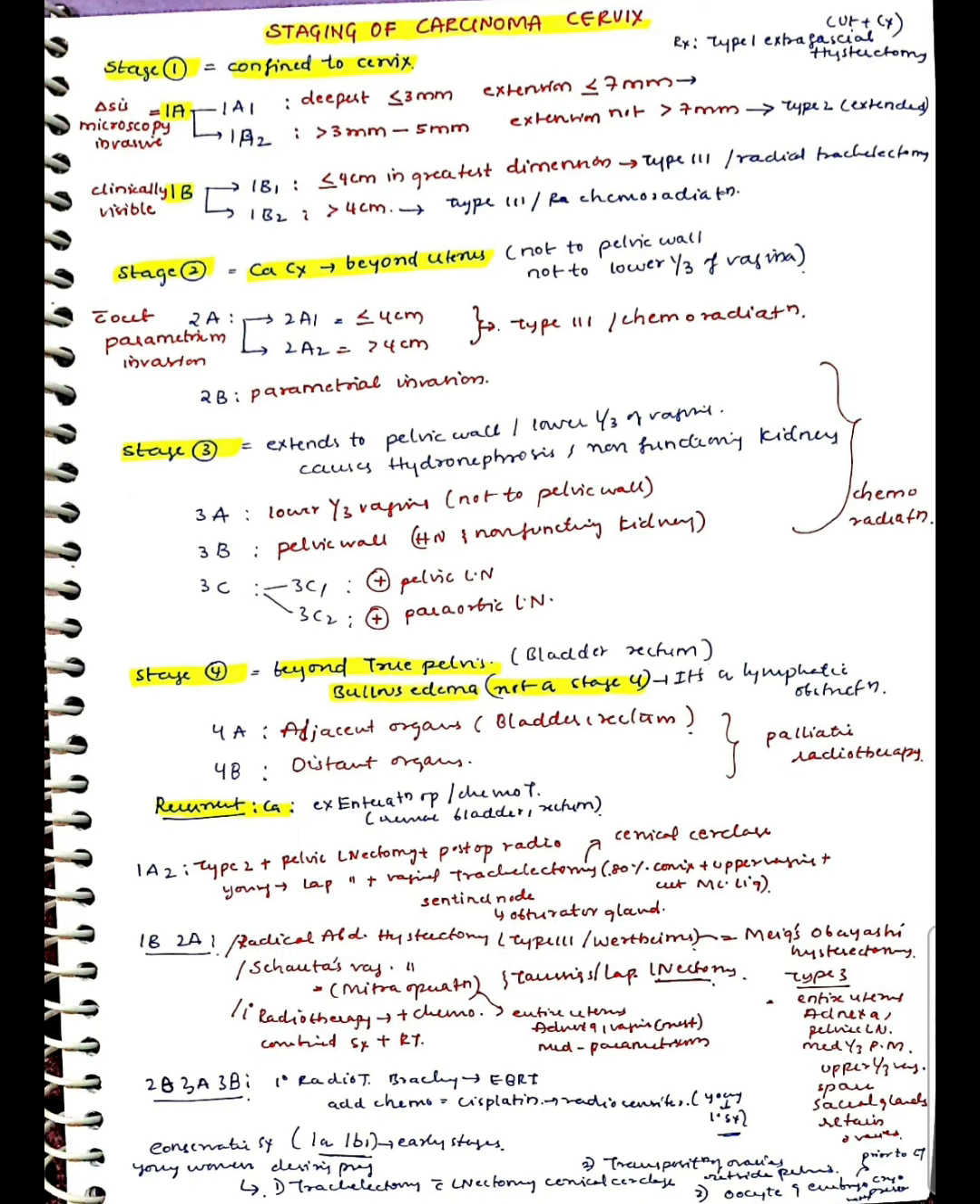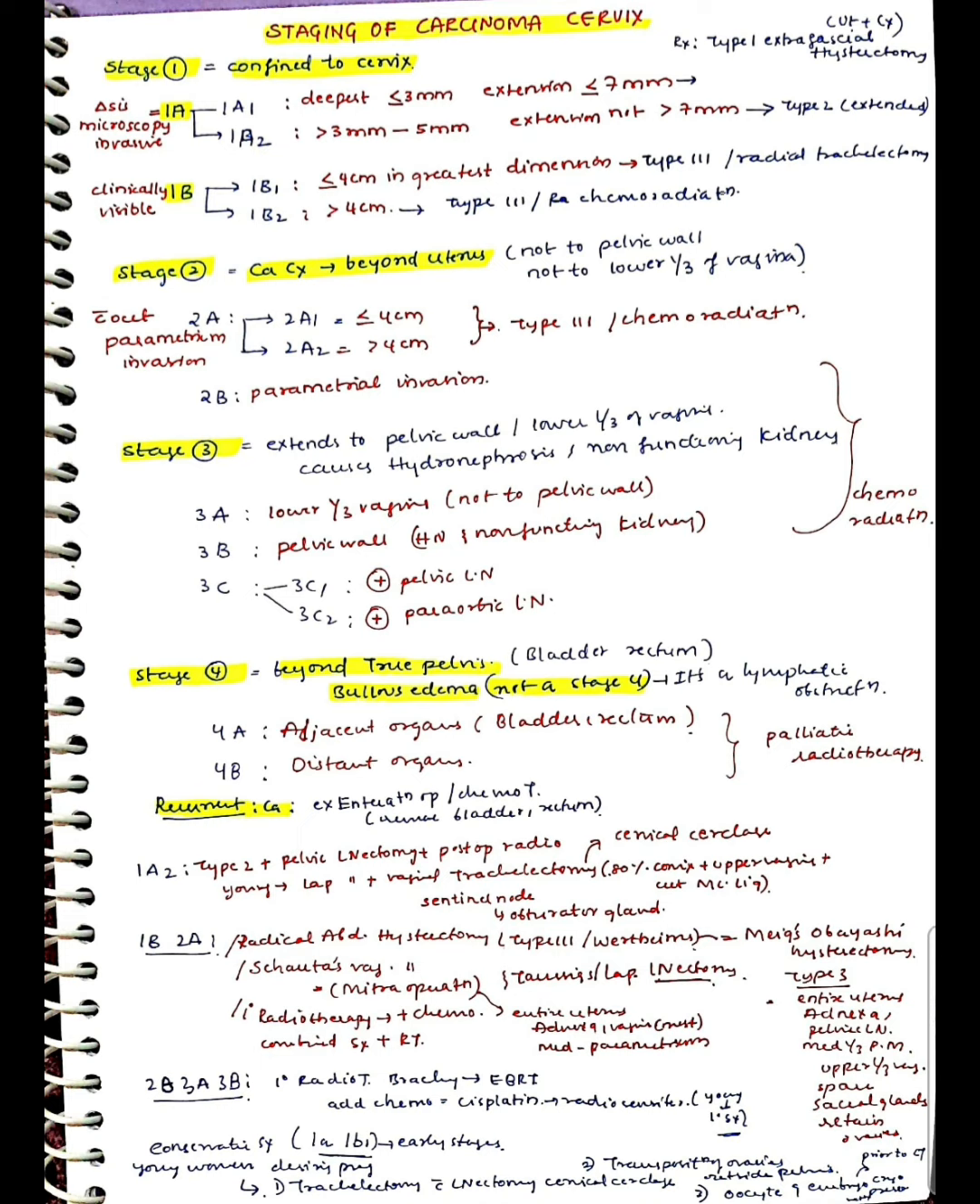Now, what if bullous edema is present? This bullous edema is not included in stage 4. It is only due to a lymphatic obstruction. So, do not include the bullous edema in stage 4. Again, this stage 4 is divided into 4A and 4B. 4A involves the adjacent organs like the bladder and the rectum. In 4B, there is distant organ involvement. So this is about the staging of the carcinoma cervix.